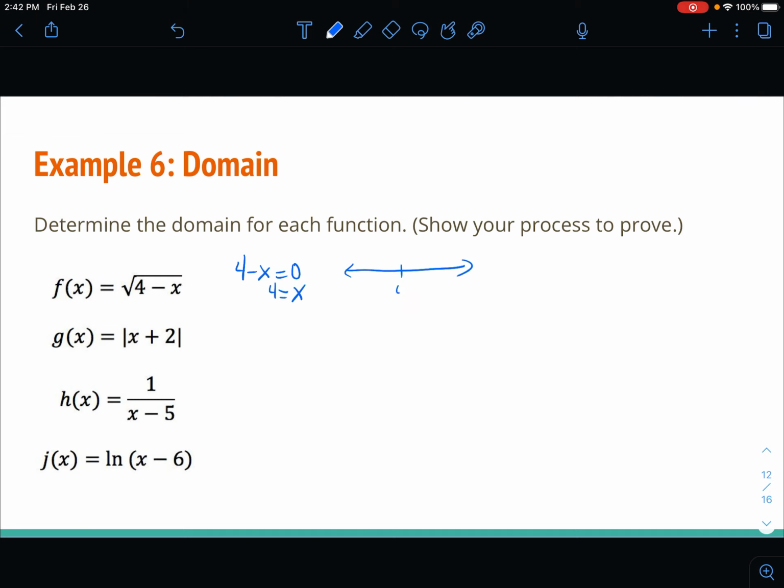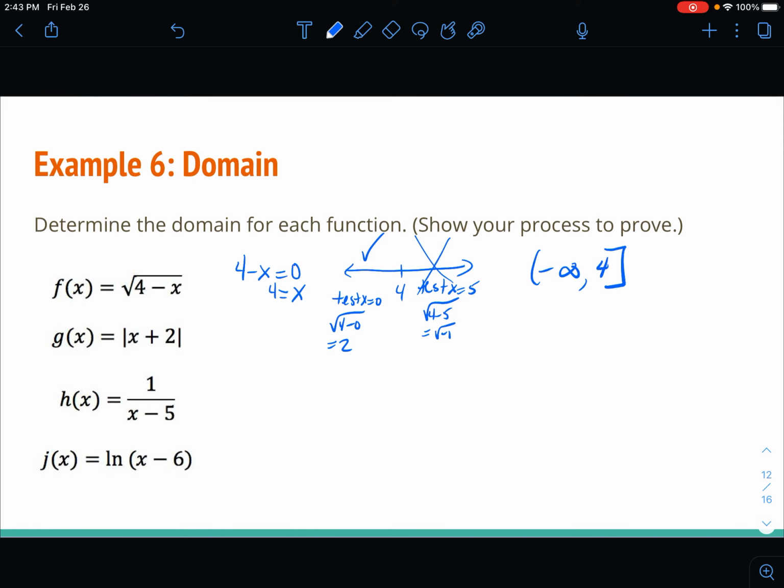Now this is how I would go ahead and prove it. I would test the two regions. I'd say, what if I plugged in a 5? Well, 4 minus 5 is a negative, right? We have square root of 4 minus 5, which equals the square root of negative 1. We can't use that part. Let's make sure we can use the other part. So I'll say test x equals 0. 4 minus 0, that's going to be 4, and the square root is 2. That works. So our domain is going to be from negative infinity up to 4.